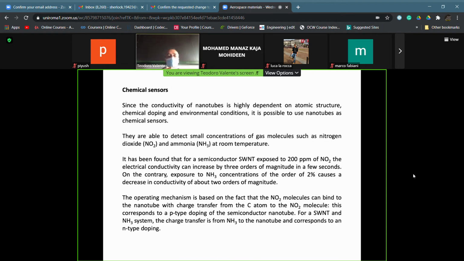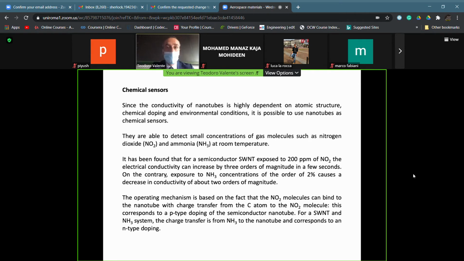It has been found, for example, that for a semiconductor, so depending on the geometry, on the chirality of a single wall nanotube, exposed to a very low value, 200 ppm of nitrogen dioxide, the electrical conductivity can increase by three orders of magnitude in a very short time, a few seconds. On the contrary, looking at the behavior in the presence of ammonia, a concentration of ammonia of 2% can cause a decrease in conductivity of about two orders of magnitude. So we are talking in the first case of a factor of 1,000, and in the second case of a factor of 100.